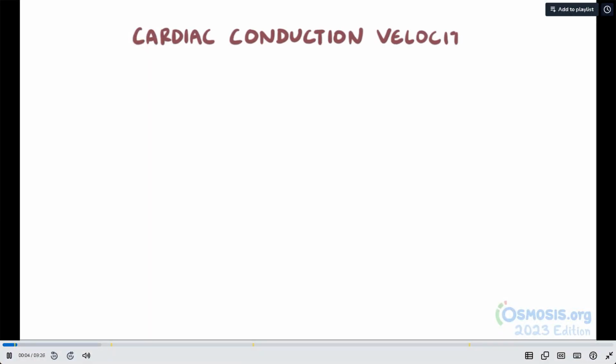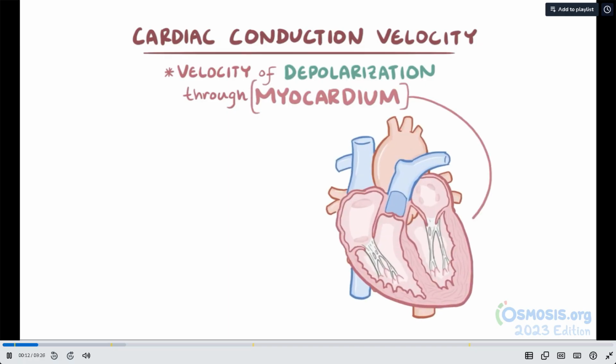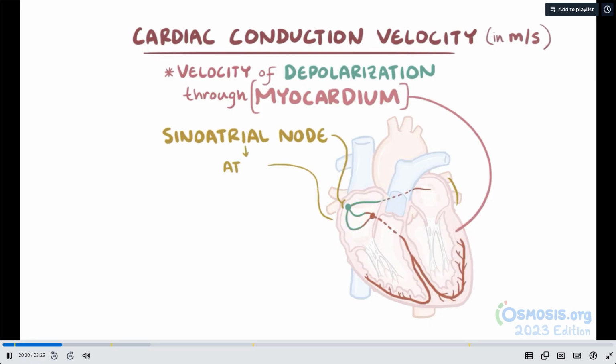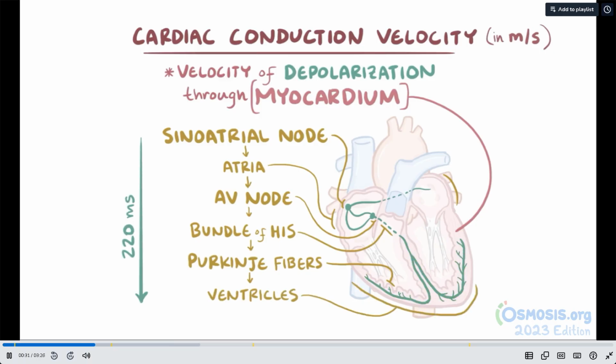Cardiac conduction velocity is the velocity at which a depolarization wave moves through the myocardium, which is the muscular middle layer of the heart, and it's measured in meters per second. Now, the depolarization wave travels through the sinoatrial node, or SA node, both atria, down the atrioventricular, or AV node, through the bundle of His and the Purkinje fibers, and finally to all the parts of the ventricles, all in about 220 milliseconds, which is less than a quarter of a second.